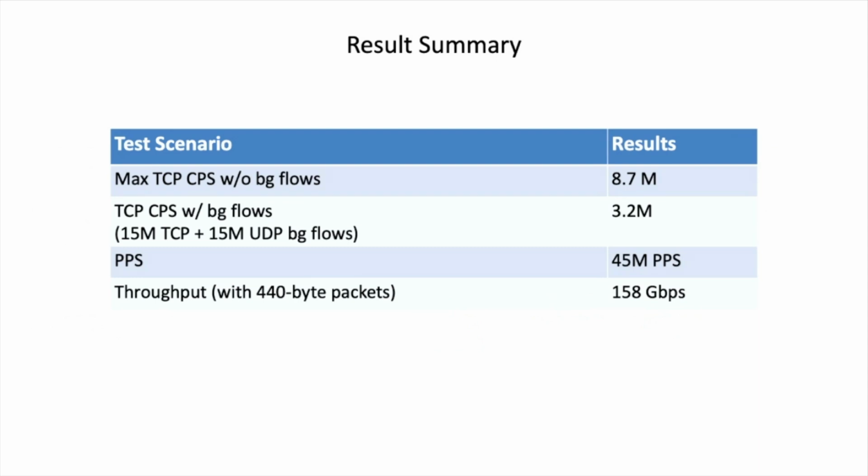So here is a summary of our results, which, again, as I mentioned, 8.7 million is our raw TCP CPS throughput, 3.2 million is the CPS with background flows, PPS of 45 million, and then throughput of 158 gigabits per second.